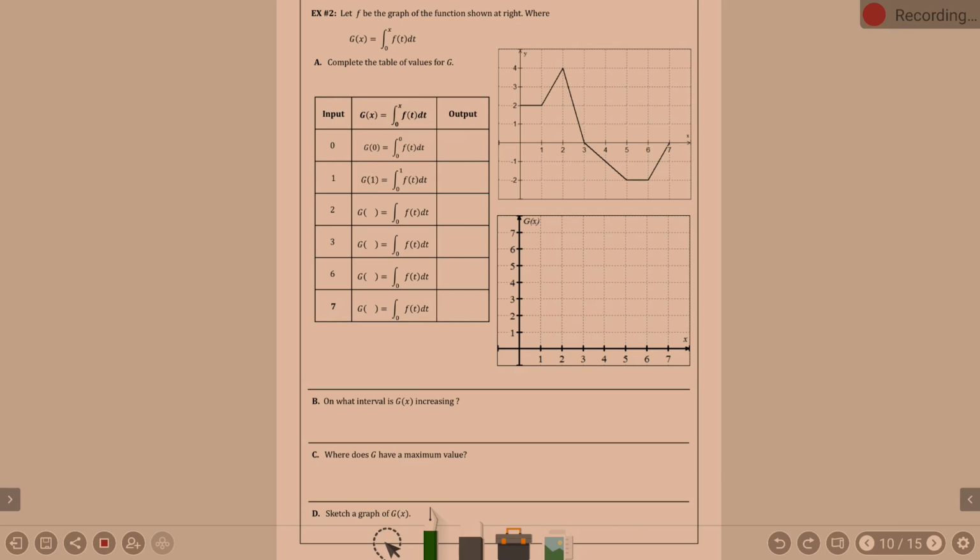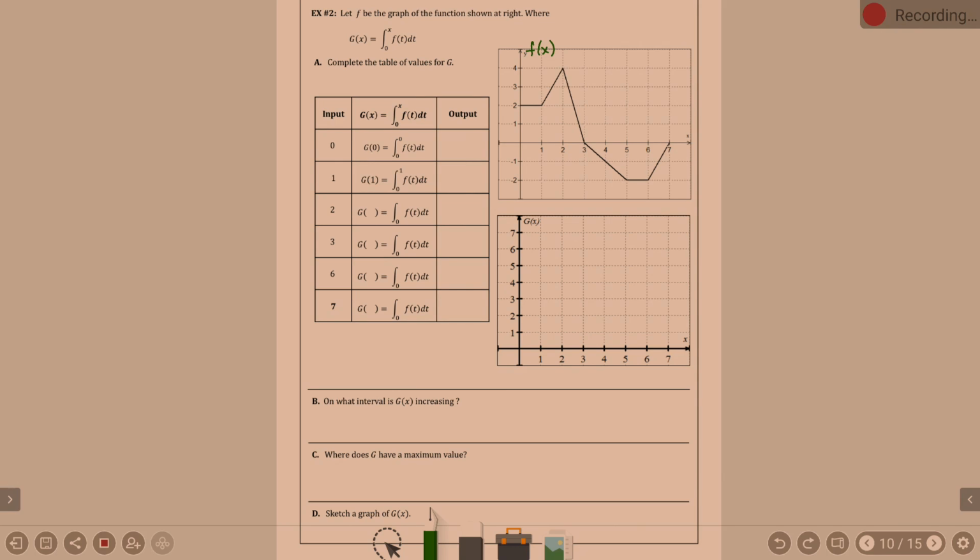Example 2. Let f be the graph of the function shown at the right. Okay. So I don't think it ever... that bothers me. That's f of x there. They never said that f is the, they don't have it labeled. So I'm going to label it. Yes, it would be f of x.